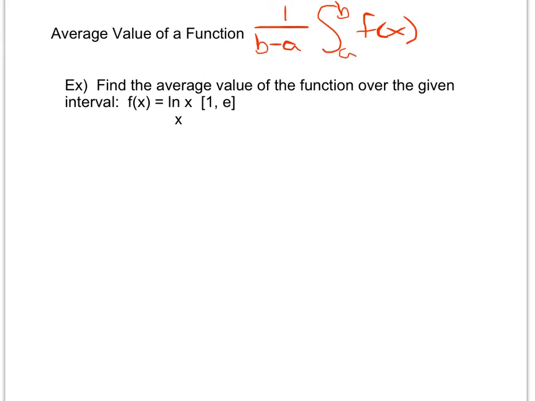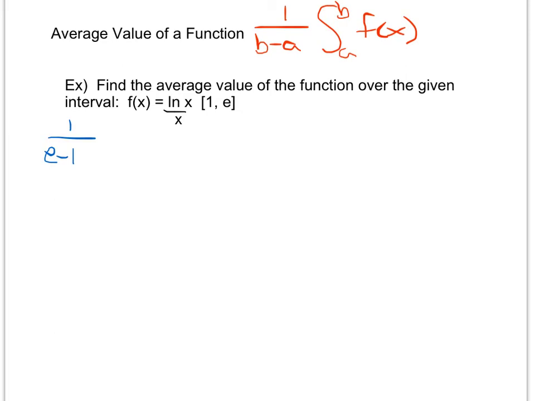So if I look at this one example on solving for average value, it says to find the average value of the function over the given interval. So I have f of x equals natural logarithm of x all over x from 1 to e. Since I'm solving for average value, I'm going to plug it into my average value formula, and I will have 1 over e minus 1. I always do the larger, or the right endpoint, minus the left endpoint.